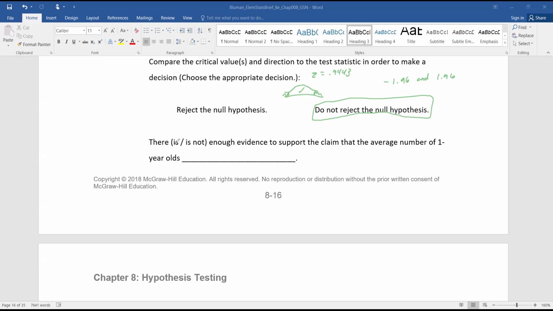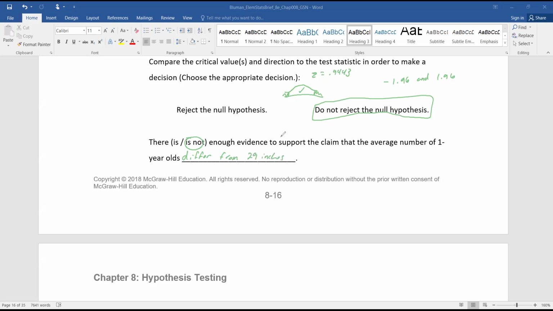Now, there is, again, not enough evidence to support the claim. Remember, our claim was our alternate hypothesis that the average height of 1-year-olds differs from 29 inches.